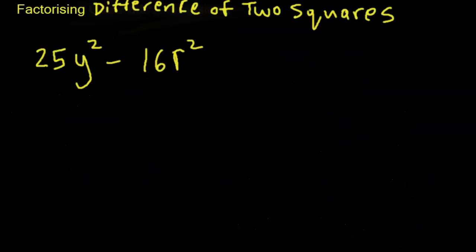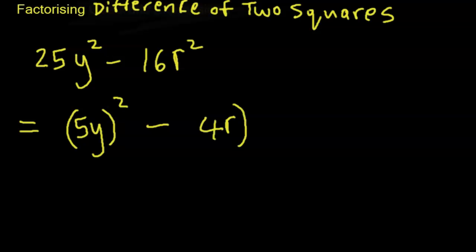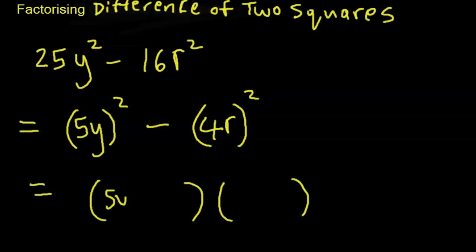There's another one, 25y squared minus 16r squared. So we have to ask ourselves, can these terms be written as squares? Yes. 25y squared, that's 5y times 5y, right? And then 16r squared, that's 4r times 4r. So these terms can be written as squares, and hence can be factorized as a difference of squares. So 2 brackets, notice the same term, so 5y minus 4r, and also 5y and 4r, but this time 5y plus 4r.